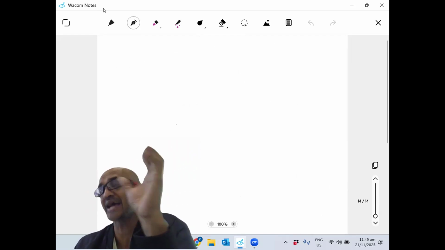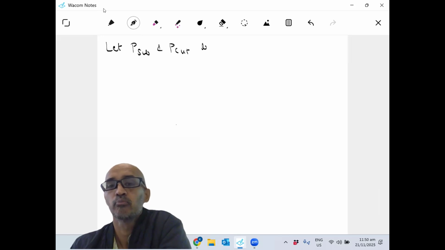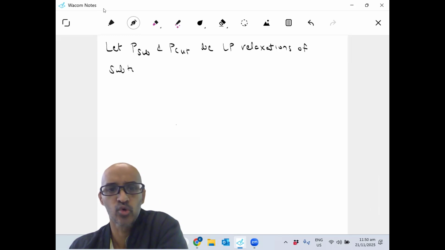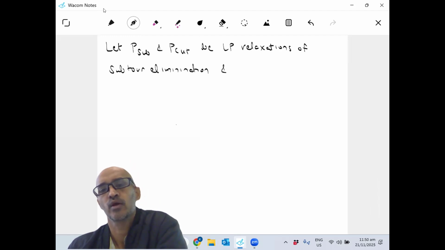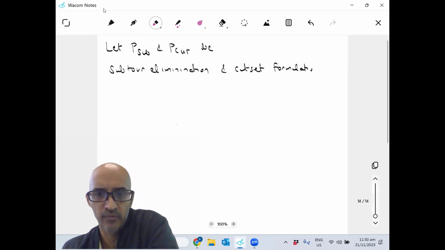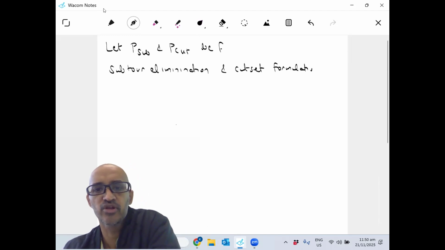So I want to show you another example like the aggregated disaggregated formulation. Let P sub and P cut be the LP relaxations of the subtour elimination and cut set formulation of MST. Let them be the feasible region of the LP relaxation. So it's a polyhedron.